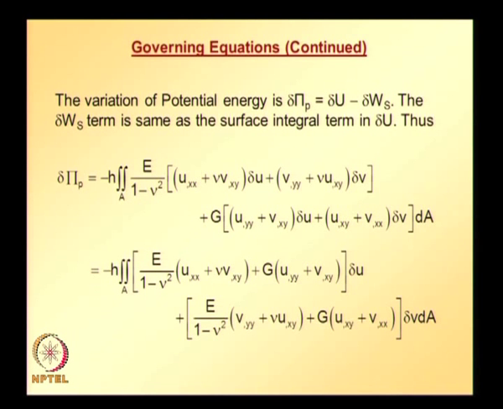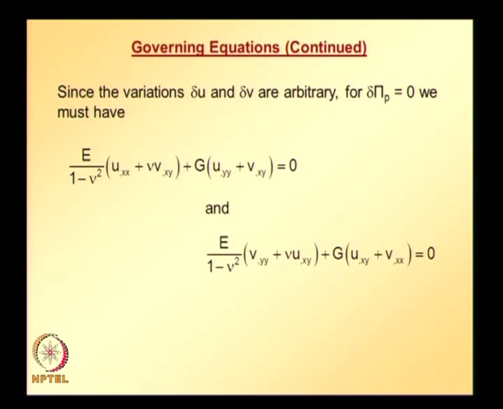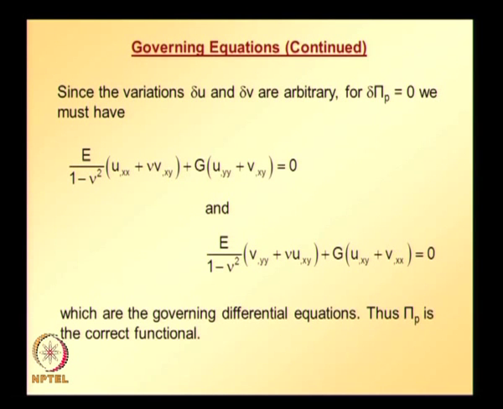this variation of Pi is going to be 0, and indeed the integrand of the first term and the integrand of the second term are the governing differential equations. Since the variation of u and variation of v are arbitrary, and for the variation of Pi to be 0, the only way is by these two conditions, which are indeed the governing differential equations. So, Pi is the correct functional for this particular problem.